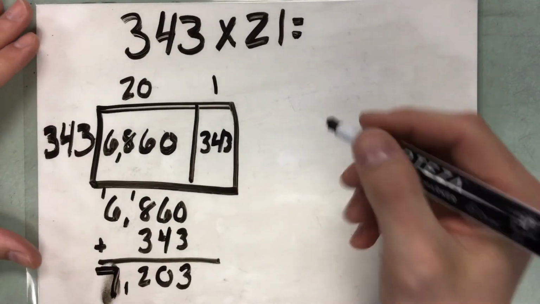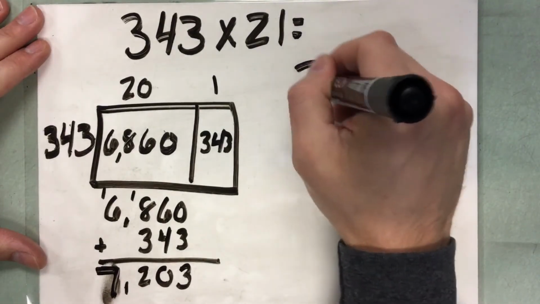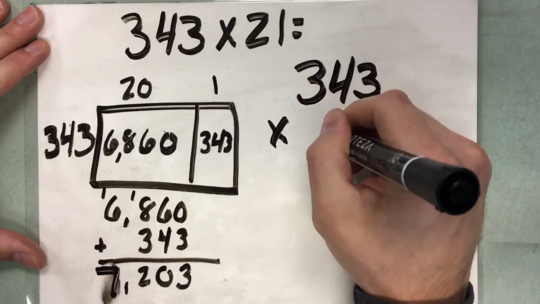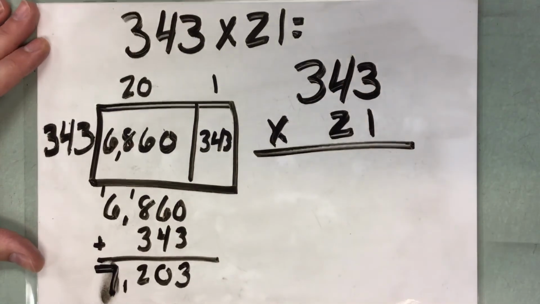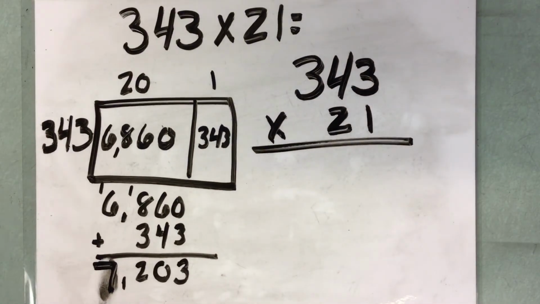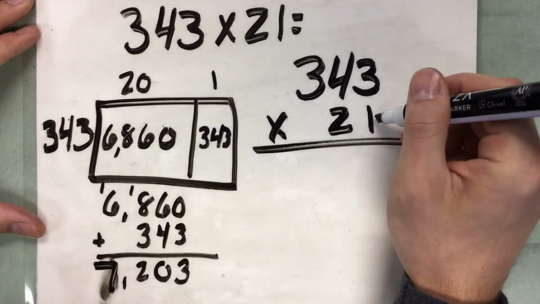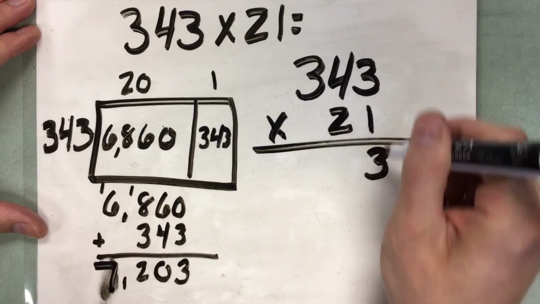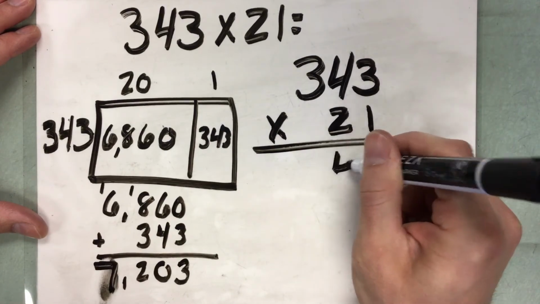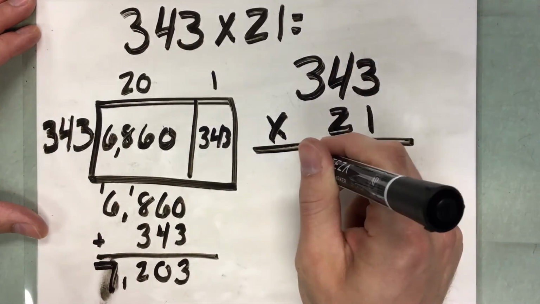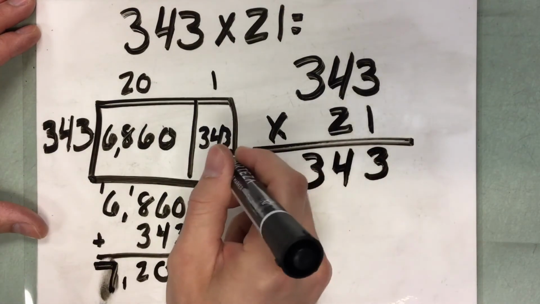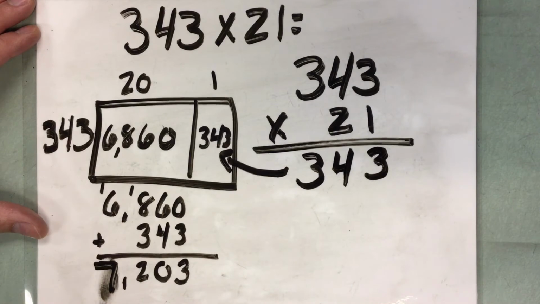Let's see what we get when we use the standard algorithm. So the standard algorithm, you're going to set it up just like this. So kind of the same way we would do when we're adding. Then I'm going to start with my ones place down here. 1 times 3, that's 3. 1 times 4, that's 4. 1 times 3, that's 3. Now, what you should be noticing is that partial product matches with that one.